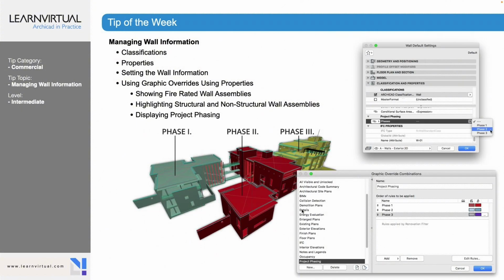We can use it for displaying project phasing as well. We can go in our properties and create a property called project phasing. We can then create project phasing phase 1, phase 2, phase 3, and assign those phasing options or properties to the different phases. Then we can create a display in the model information that shows those phasings within our graphic override combinations for phase 1, phase 2, phase 3, and we can save those with views. That way we can show the color, like you're seeing here, for the different phasing.